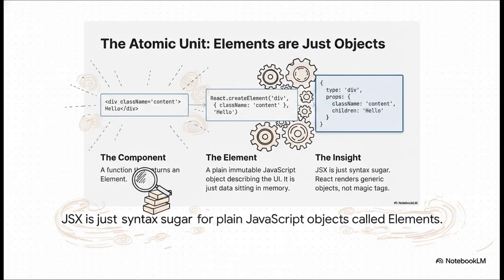So the secret sauce here is that there's no real magic. That JSX we all write every day, it's just a nice-looking wrapper. Syntax sugar, really. When it's compiled, every component just spits out a plain old JavaScript object. A simple object that describes what the UI should look like. We call these elements. And React's whole job is basically to take the new tree of these objects and compare it to the old one.